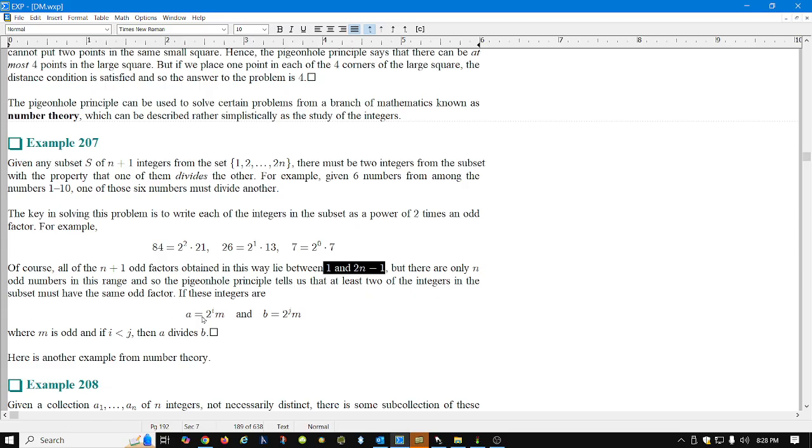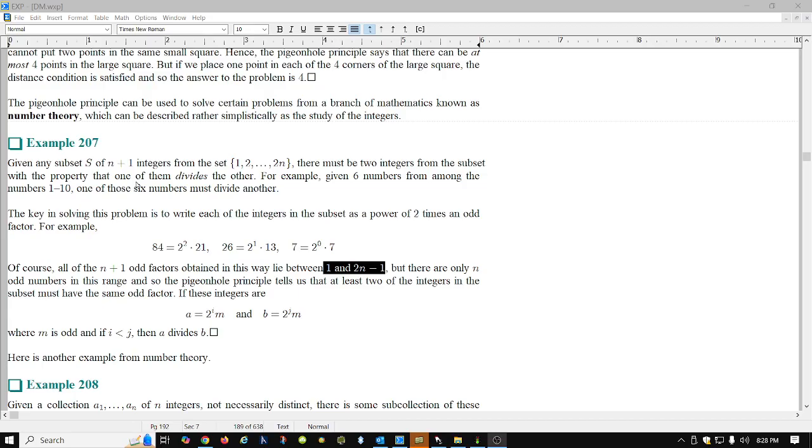So we'll call them A and B. A is 2 to the i times m, and B is 2 to the j times m, where m is odd. Well, either i is less than j or j is less than i. If i is less than j, then A divides B. And similarly, if j is less than i, then B divides A.